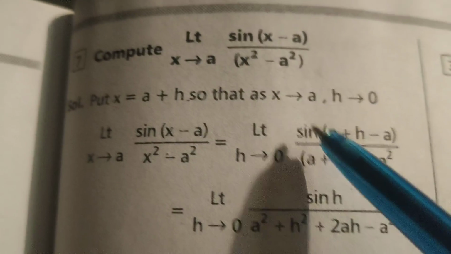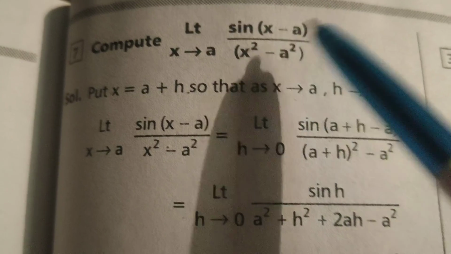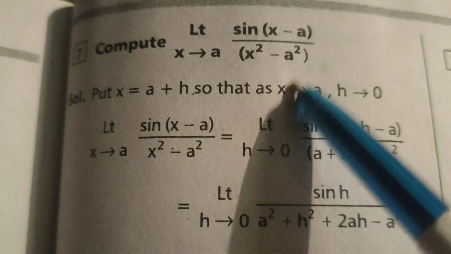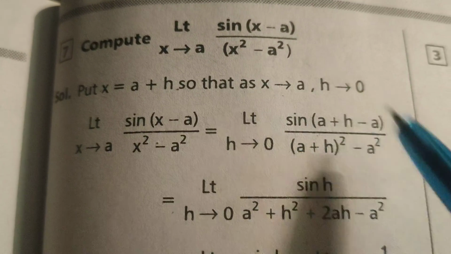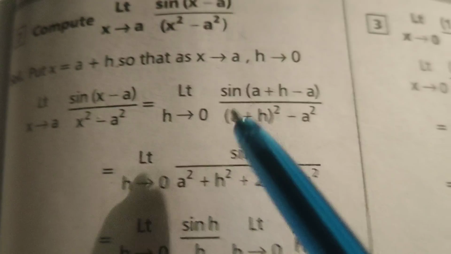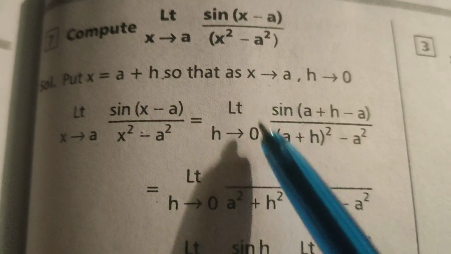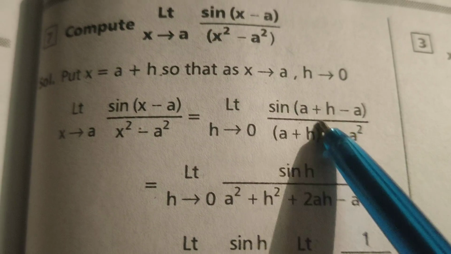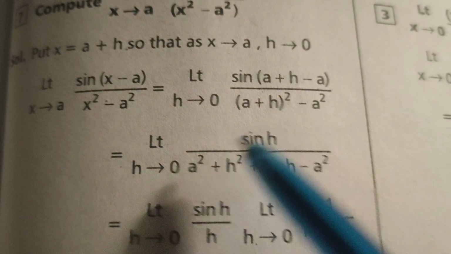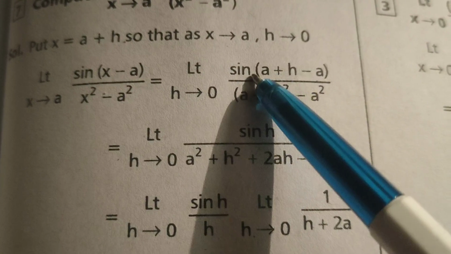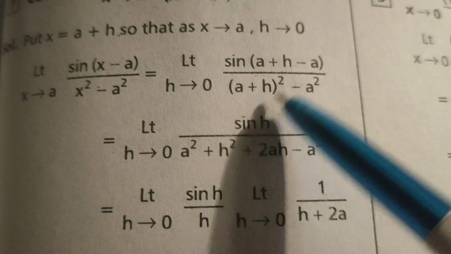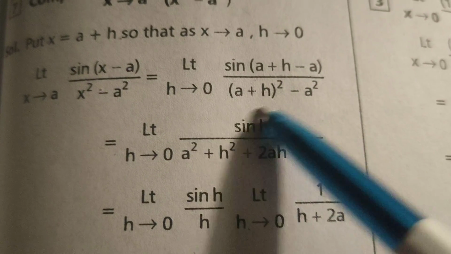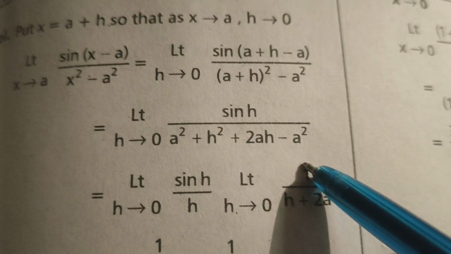In the given problem, in place of x substitute a plus h, and then automatically the limit also changes: h tends to 0. Limit h tends to 0, sin((a + h) − a) / ((a + h)² − a²). The plus a and minus a cancel, therefore sin h / (a² + h² + 2ah − a²), applying the (a + b) whole square formula.